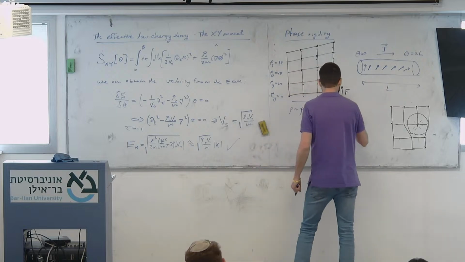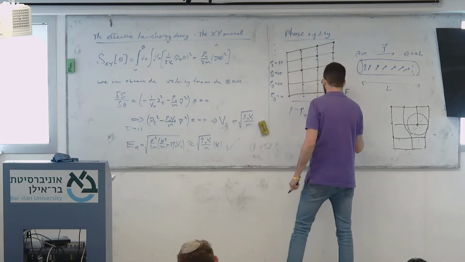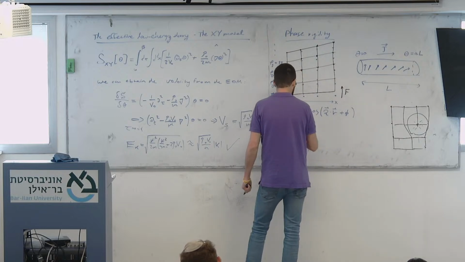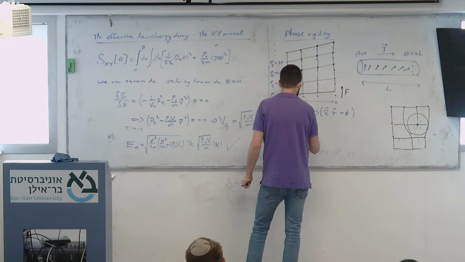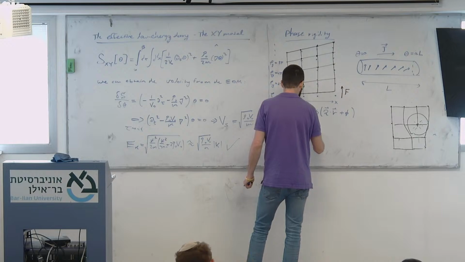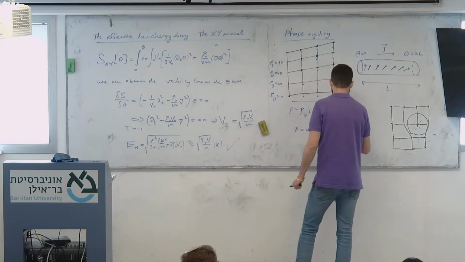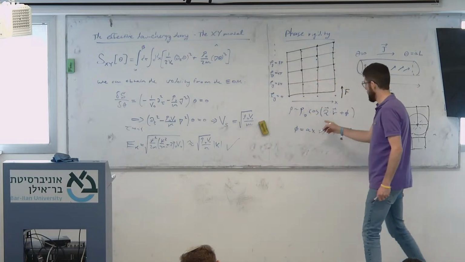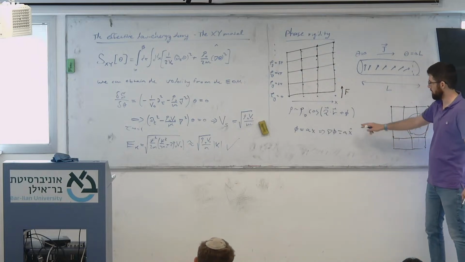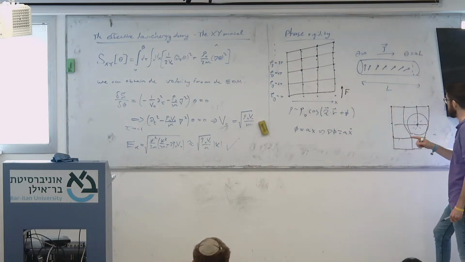R plus phi. There's actually only one phase, and then phi is equal to A times x, and therefore grad phi is A x hat. This is actually the right way to write it. So please correct that in your notebooks.